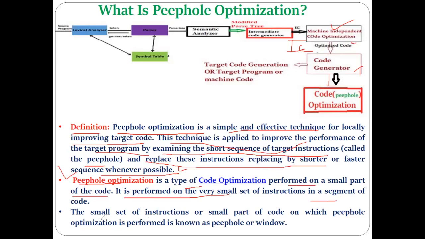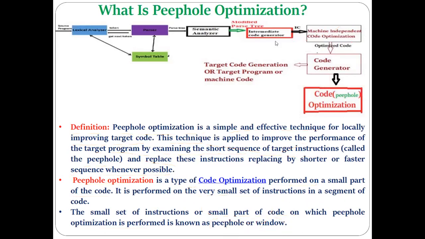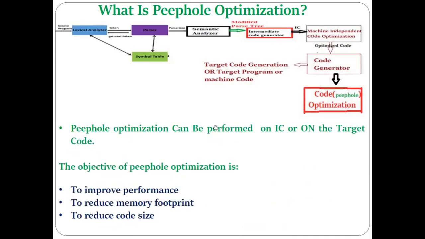So the small set of instructions, or small part of the code, on which peephole optimization is performed is known as a peephole or the window. Understood? So that small part of the code is called a peephole, or it is also called a window. Okay, so let's see what the objectives of performing this optimization are. As I said, peephole optimization can be performed on the intermediate code or on the target code, but mostly it is performed on the target code.